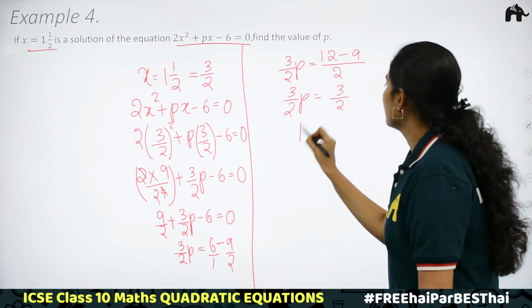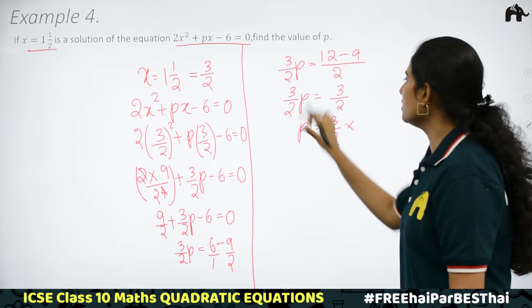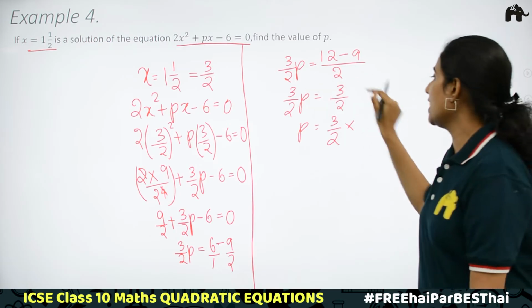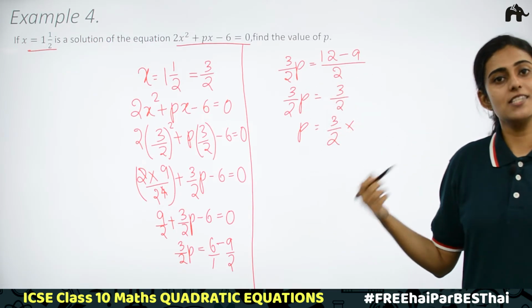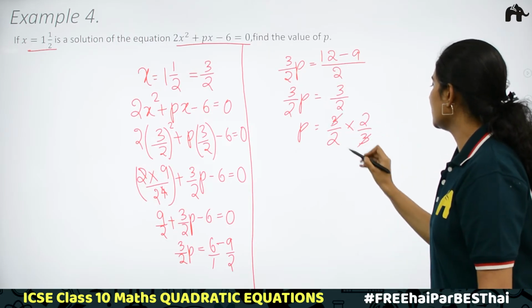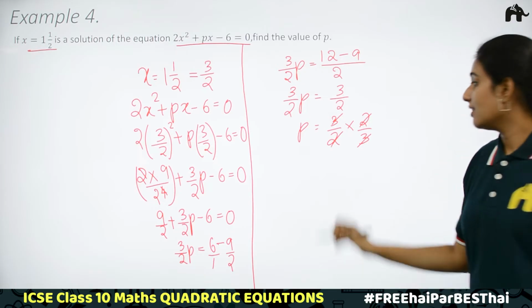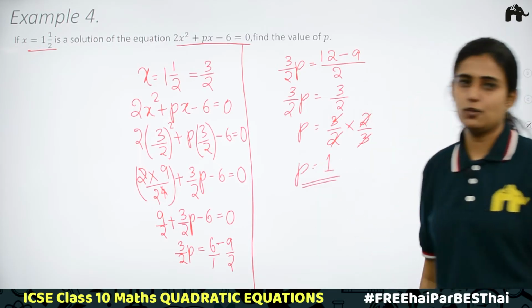Okay. P is equal to 3 by 2 into, taking the reciprocal and multiplying on the opposite side. 3 by 2. Reciprocal of 3 by 2 is 2 by 3. 2 by 3. Cancelling 3, cancelling 2. Then the value of P is equal to 1. We determine the value of P.